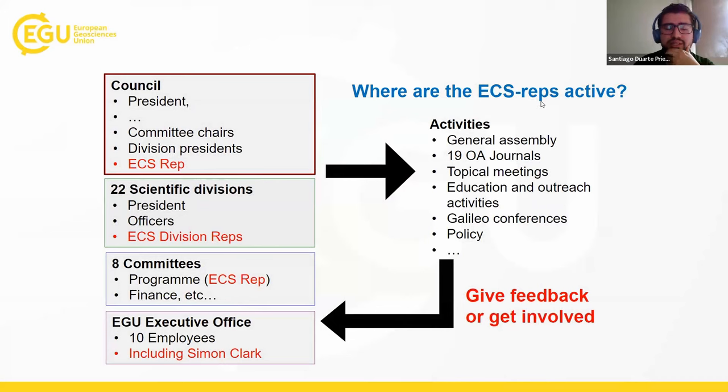So where are these early career scientist representatives? First, as I mentioned, in the scientific divisions, 22 of them. There are also representatives of the early career scientists in the committees and in the council. And among the activities they do, they participate in the General Assembly. They also support the open access journals that EGU offers, topical meetings, education activities, and giving a conference. If you have any feedback about these activities, you can contact your early career scientist representative, for example.